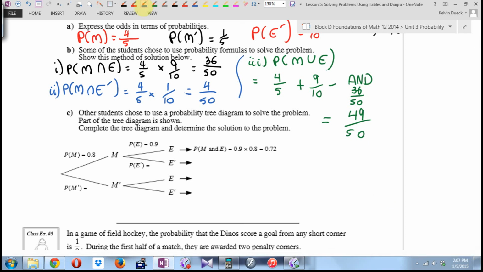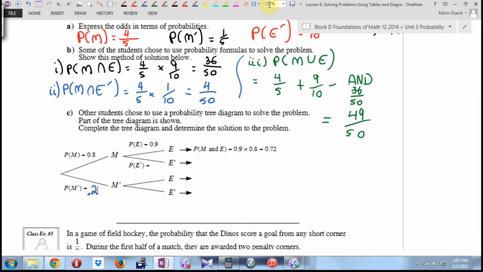You list the outcomes. Math, not math. Look up. English, not English. English, not English. And then along the branches, you put the probabilities. What's the probability of passing math as a decimal? If it's 4 out of 5, that's 0.8. What's the probability of failing math? If it's 0.8 to pass math in your head, what's 0.2?